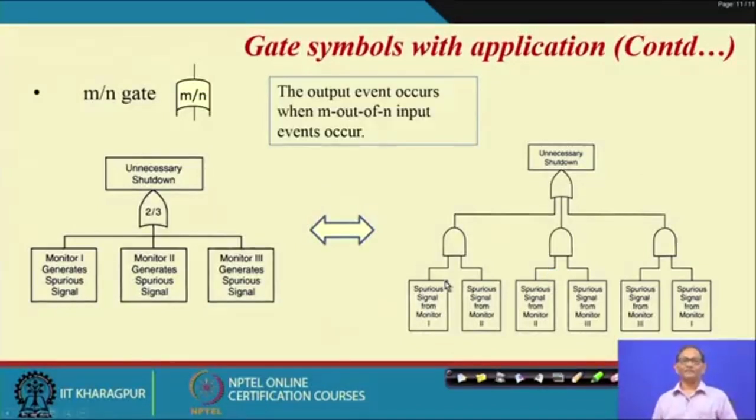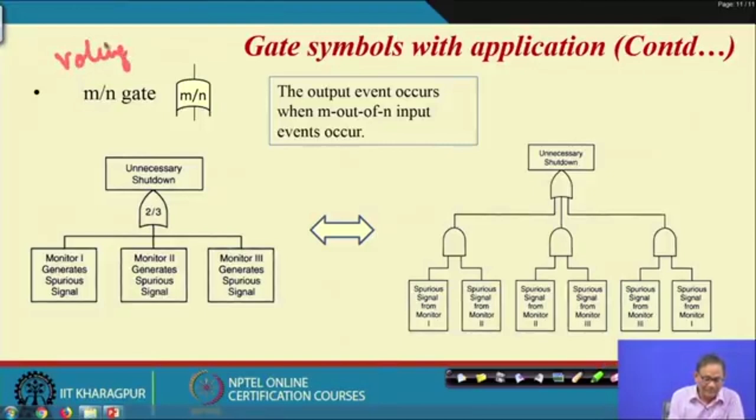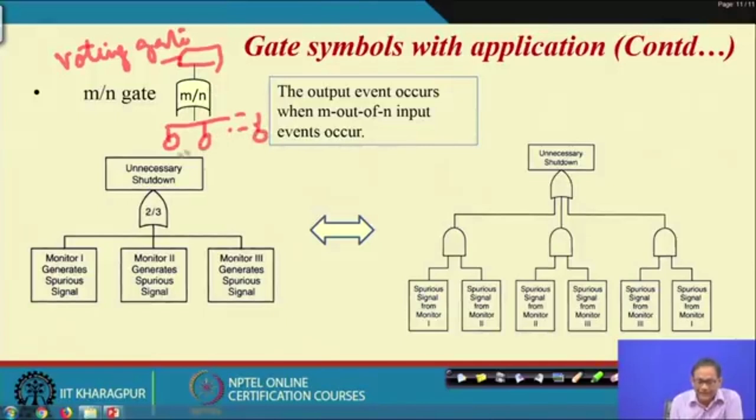Then the last important gate symbol is the M by N gate, which is also known as voting gate. Basically, output will occur when M of the N input events occur. It need not be that all are required. You require at least M input events out of N input events to occur, then the top event will occur.